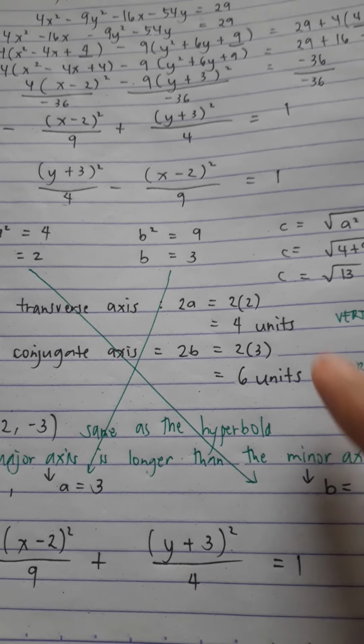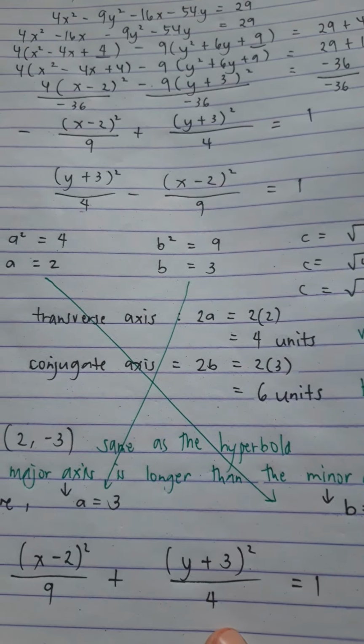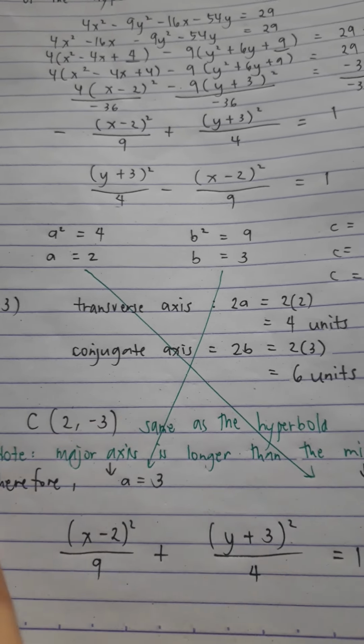Where did we get 4? That's the smaller value. We have 2. 2 times 2 is 4 equals 1. This is the final answer.